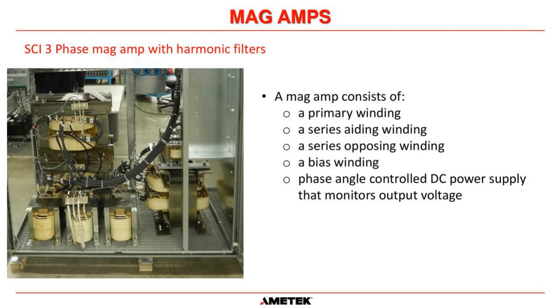A mag amp consists of a primary winding, a series aiding winding, a series opposing winding, a bias winding, and a phase angle controller to produce a DC voltage. This phase angle controller, which is just a glorified battery charger, monitors output voltage and then produces a corresponding DC voltage.